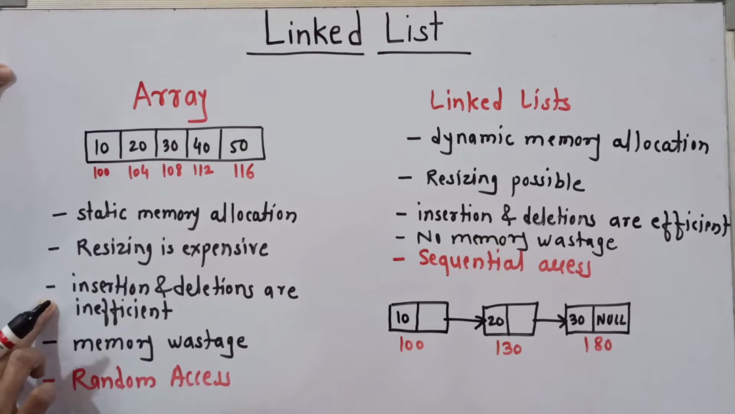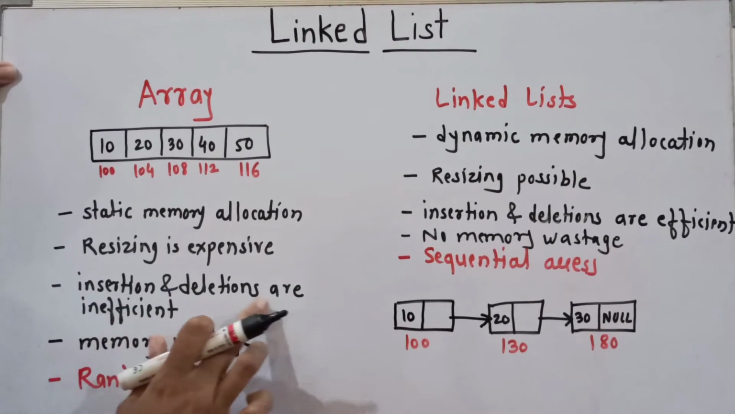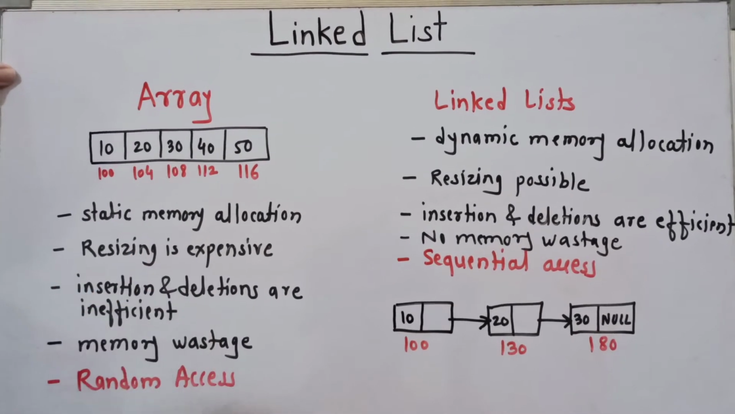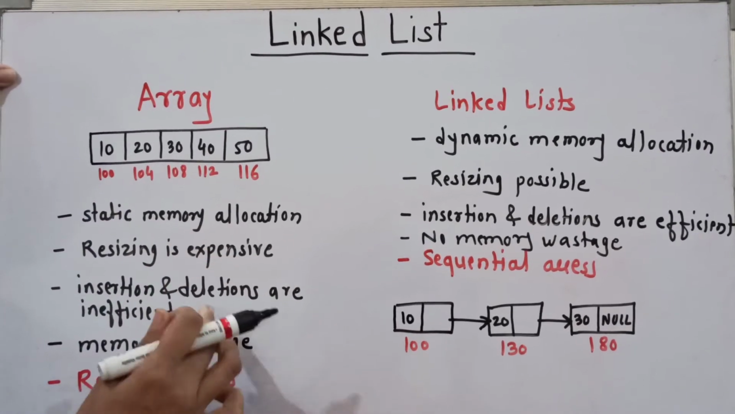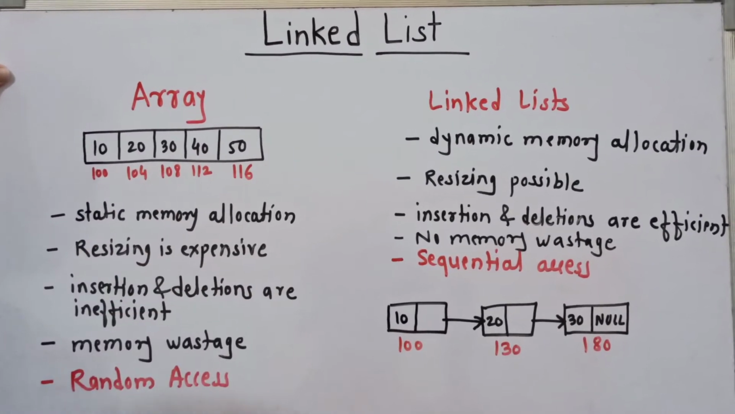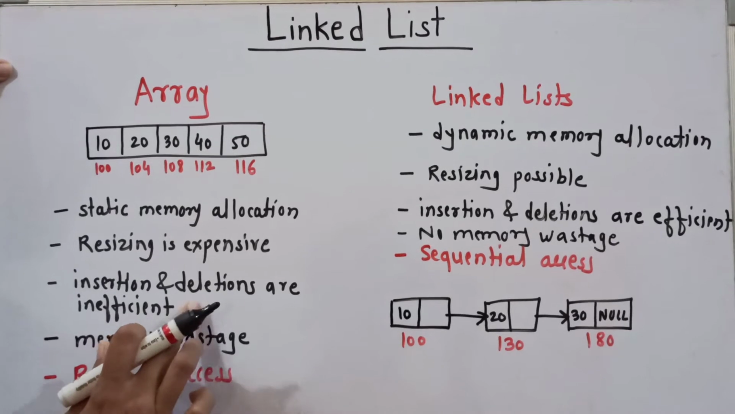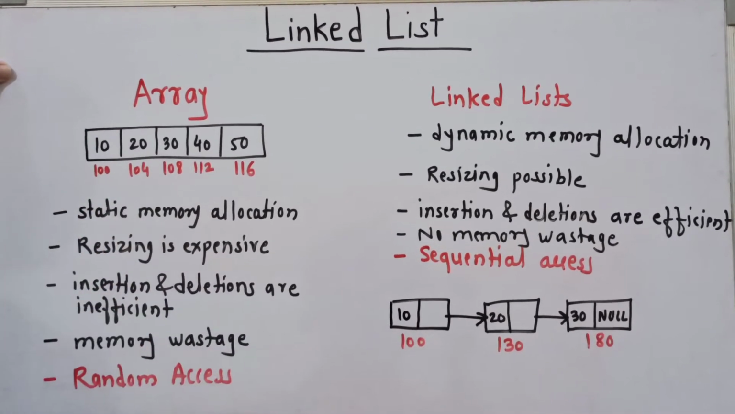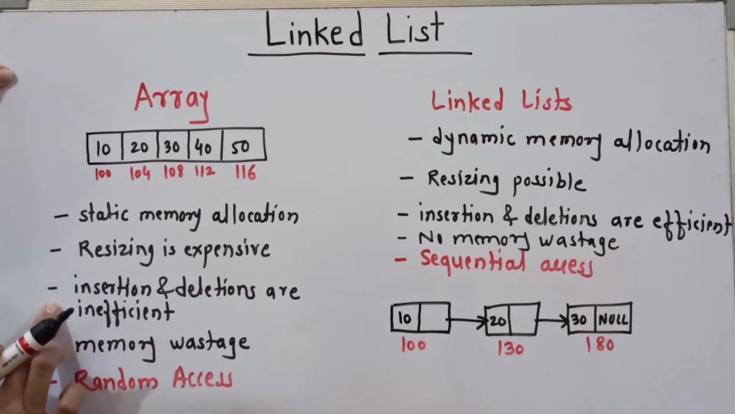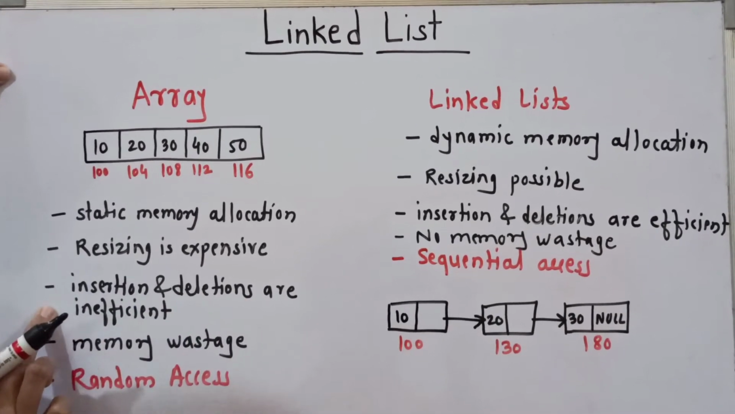The next disadvantage is that insertion and deletion are inefficient. As I mentioned earlier, for insertion again we have to make room, and for deletion we are going to overwrite the elements, and this is possible only if the array size is bigger than the actual number of elements present in the array. So that's why insertion and deletion are inefficient.